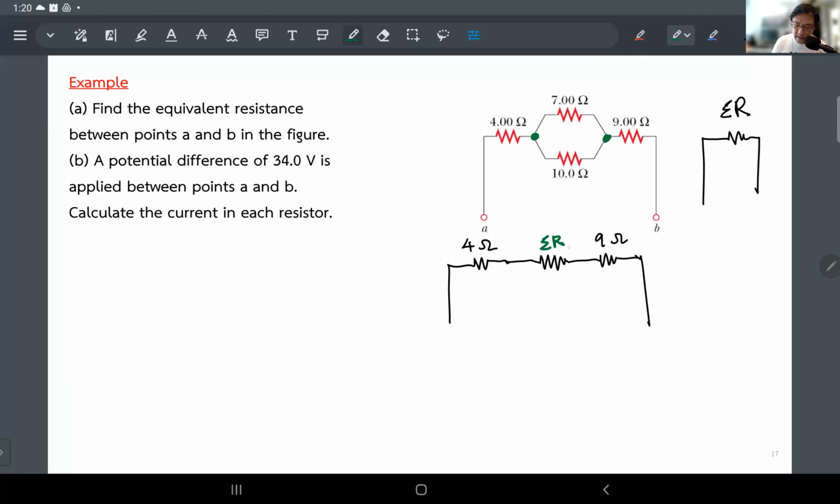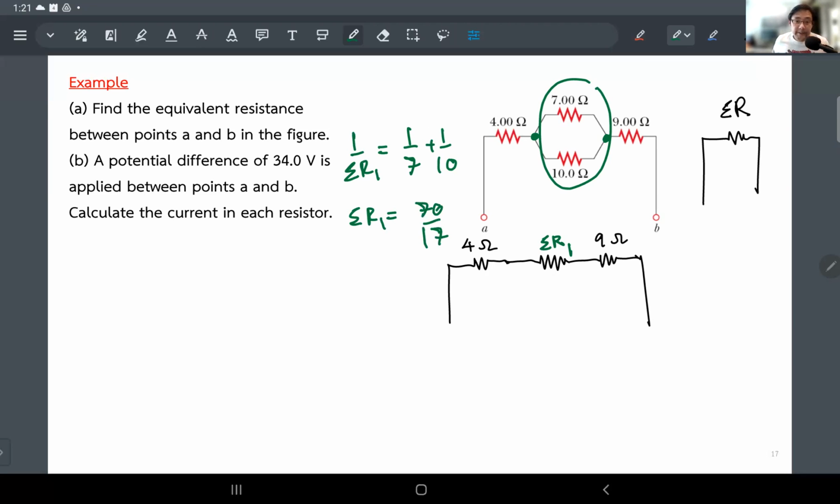Let's use sigma R1 then, because I'm going to reserve sigma R for the final result. The way you can figure out this sigma R1 is you just look at these two and say 1 over sigma R1 is going to be 1 over 7 plus 1 over 10. That's it. Remember this one vaguely, I hope. And from here, you can say sigma R1 is just going to be 70 over 17.